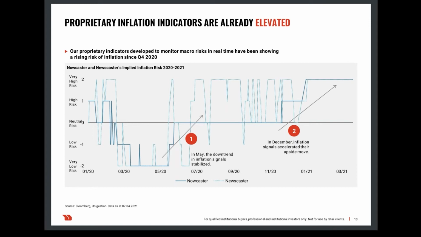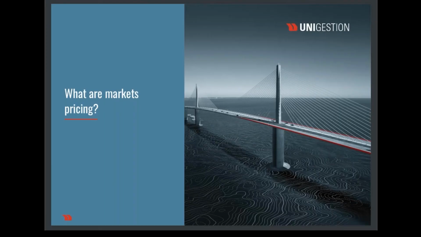Okay, so that's the story with macro conditions. But Guilhem, as you know, financial markets are seen as efficient. So then, aren't these elements already being priced in?